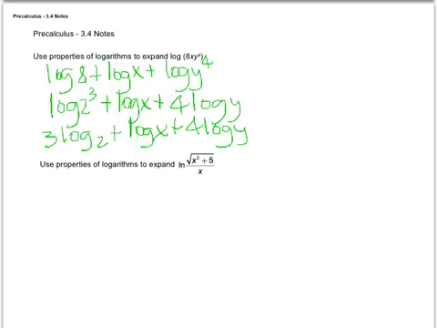And that's all you've got to do on that guy. There's nothing else to it.